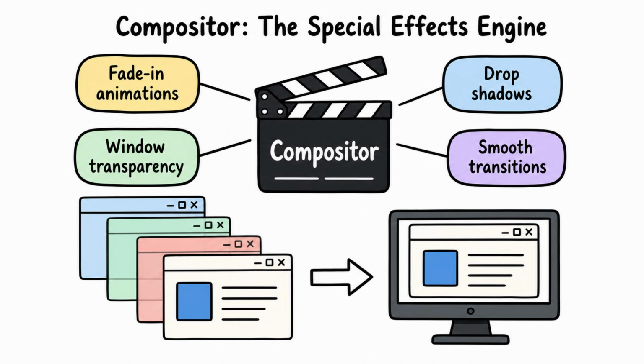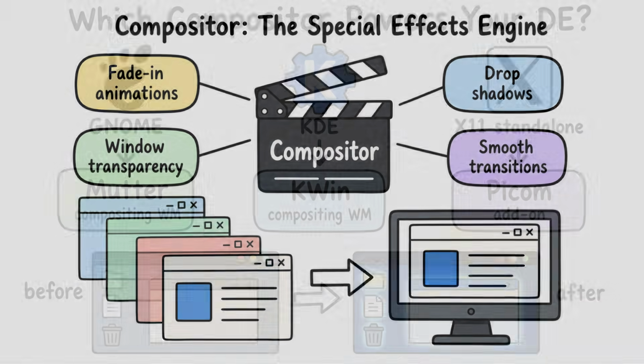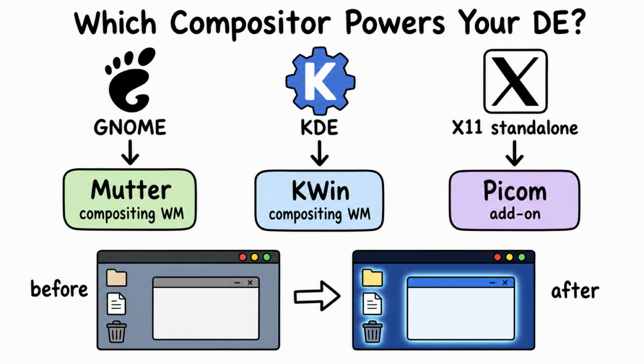But wait, what gives your desktop those slick animations? The smooth fade-in when a window opens, the transparent notification panels, the wobble effect when you drag a window. That's the Compositor. Think of the Compositor as the special effects department of your desktop. It takes all the individual windows, renders them as separate layers, and then composites, basically stacks and blends, them together into the final image you see on screen. Without a Compositor, your desktop would look functional but flat, like an old photo. With a Compositor, it comes alive with animations, transparency, shadows, and transitions.